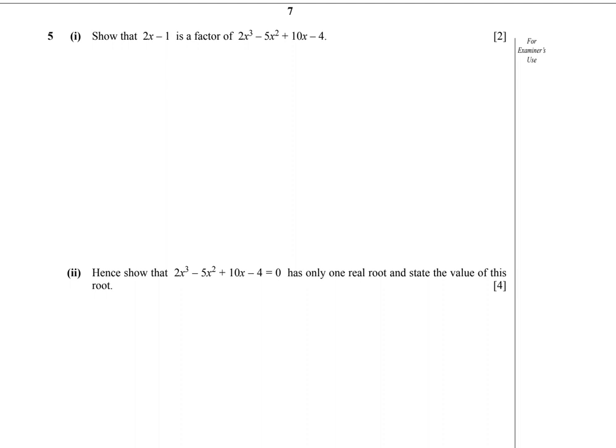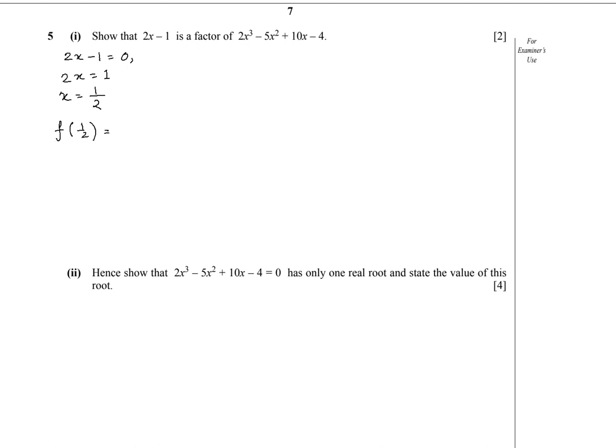Now let's start with the first part of the question. Since 2x minus 1 will be the factor, let's find the value of x first. Let's equate 2x minus 1 to 0. So we can write 2x minus 1 equals 0, so 2x equals 1, so x equals half. Now, according to the factor theorem, if we substitute x equals half in the function, that is f(half), and the result becomes 0, then we can say that 2x minus 1 is a factor of this function.